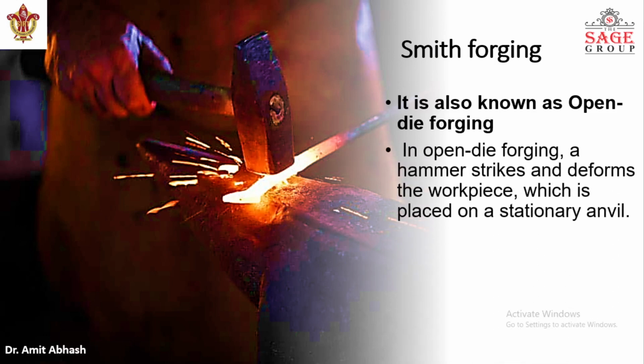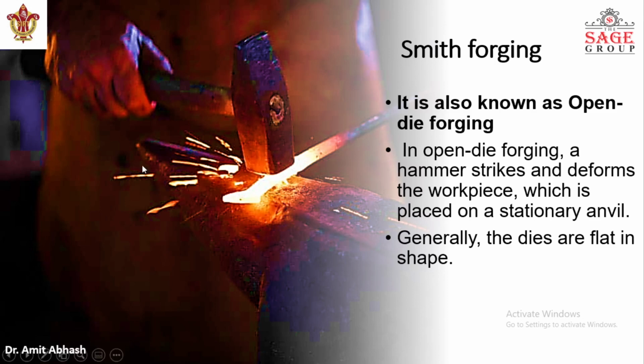The next point is, in open die forging, a hammer strikes and deforms the workpiece which is placed on a stationary anvil, as I told you. So these are the simple points that you need to mention during your examination. Next, generally the dies are flat in shape, as already discussed, and the figure itself is showing this. Generally I am telling you, not every time, as per the requirement you can change the shape of the anvil also.